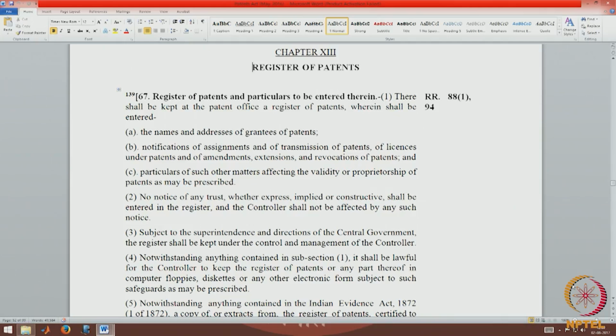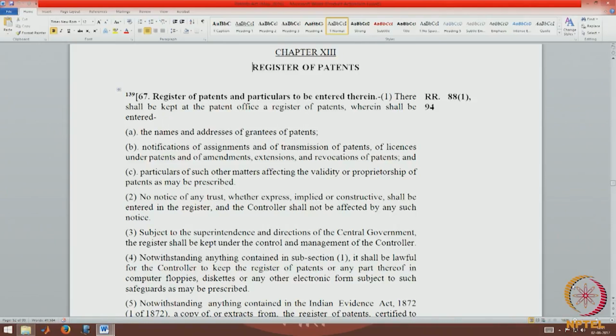Register of Patents. Section 67 talks about the Register of Patents. The Register of Patents is a record that is kept at the Patent Office which contains details of all the granted patents. It also contains details with regard to amendments of existing patents and even revocation of existing patents. So, we understand the Register of Patents as a record of all the patents that have been granted and the patents that have been in force.